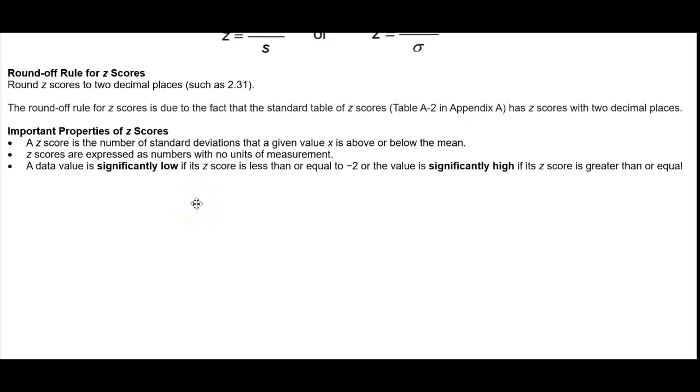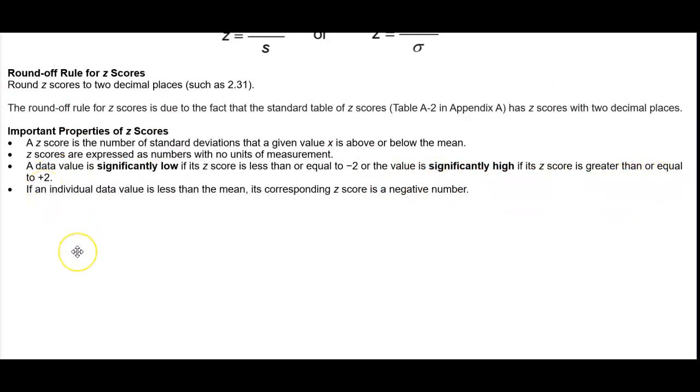A data value is significantly low if its z-score is less than or equal to -2, or the value is significantly high if its z-score is greater than or equal to +2. If an individual data value is less than the mean, its corresponding z-score is a negative number, which means that it can be a negative or a positive number.